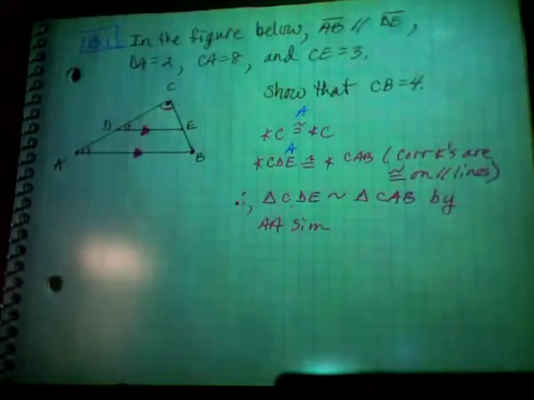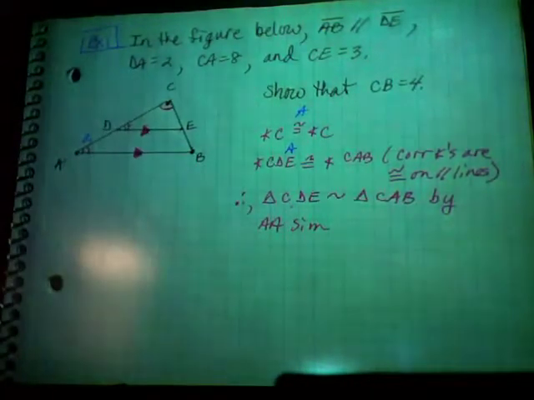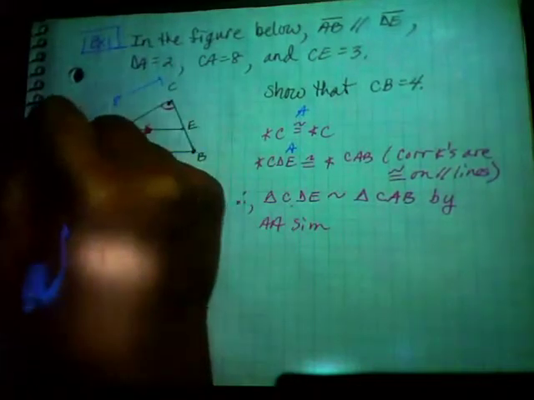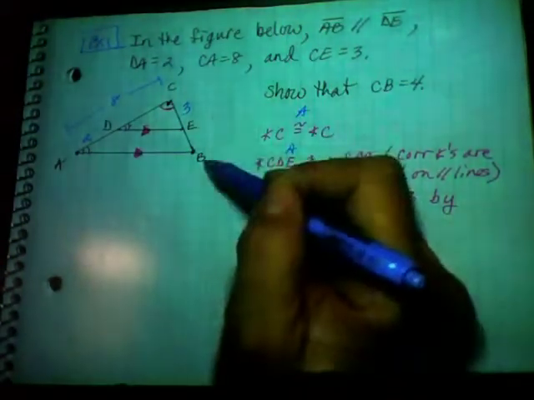So now that I've proven the triangles are similar, now I can show that CB is equal to 4. So let's put in the other information that they gave us. DA is 2. CA is 8. So from here to here is 8. And then CE is 3. We need to show that this whole distance here is 4.